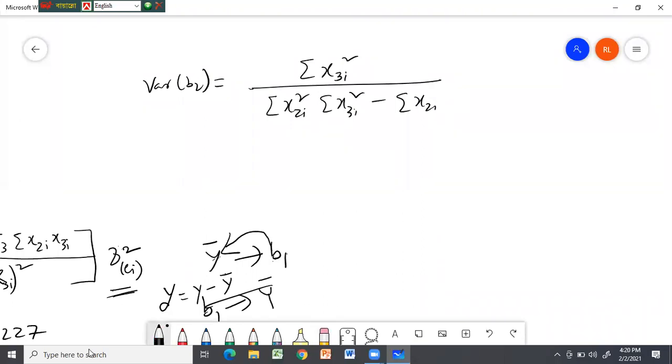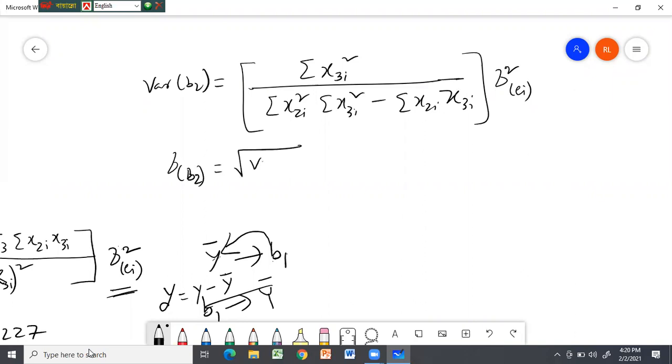Okay. And this would be definitely multiplied with whom? এটা কার সাথে মাল্টিপ্লাই করবো জানি আমরা? The variance of the error term. And then we can calculate the standard error of the B2 with the square root of the variance of B2.